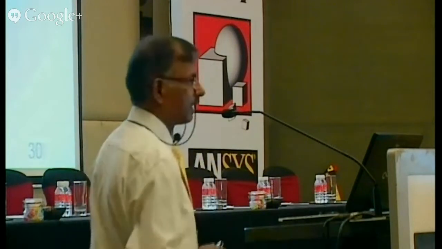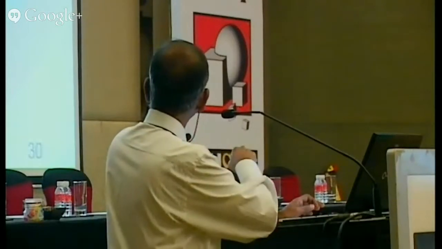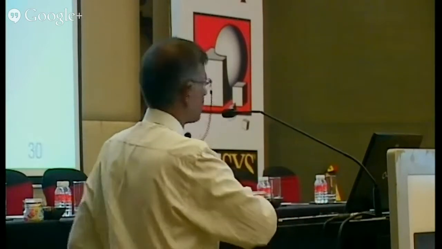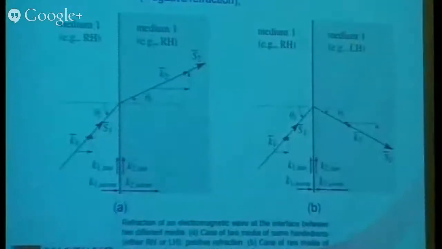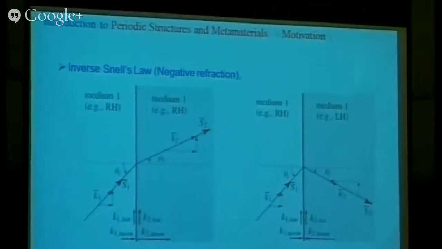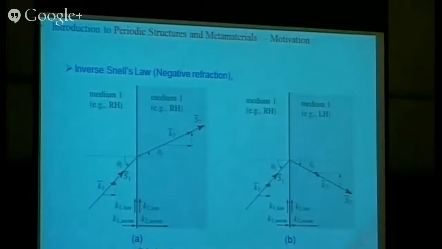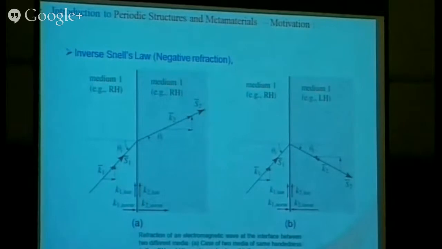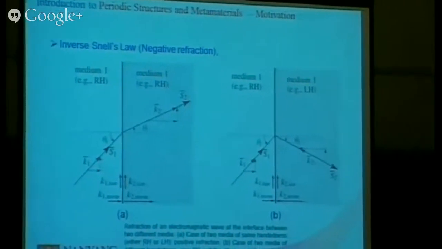In the case of a left-handed medium, how does it behave? That's a question, or a request he added. When you have the incident signal like this, since we have a negative or left-handed medium here, the refraction is not in this direction. Refraction happens in this way because the propagation vector is in this direction. So the energy is traveling in the positive direction, while the wave vector is in the negative direction. This is the way you get a negative or left-handed medium.